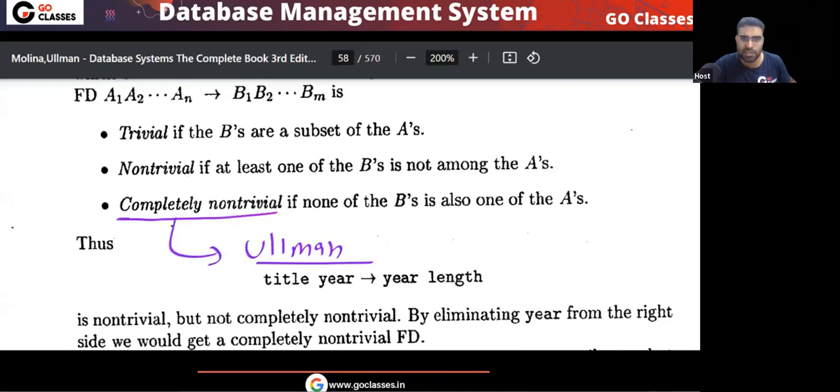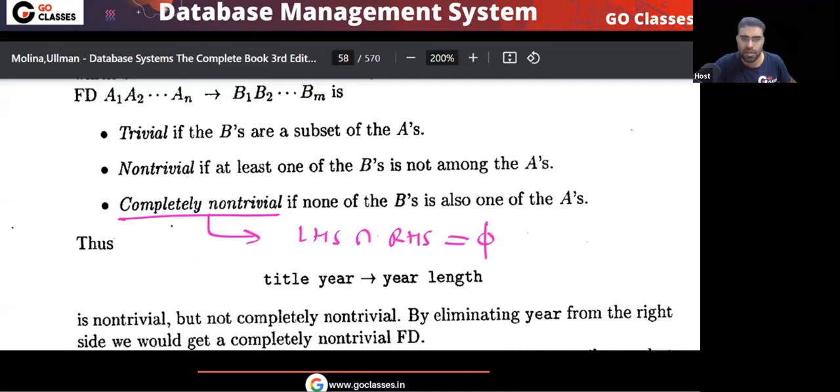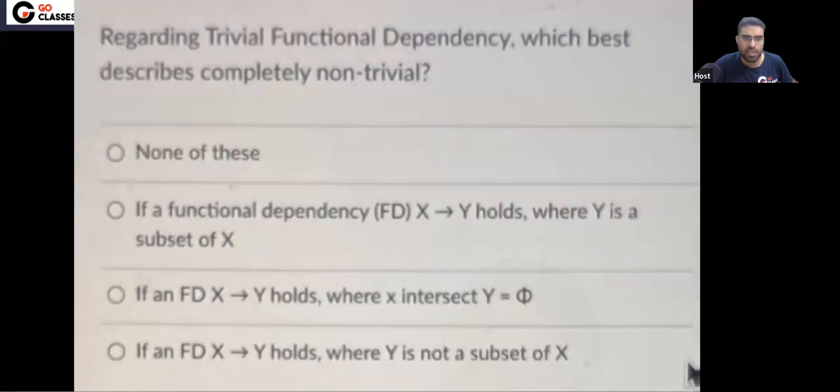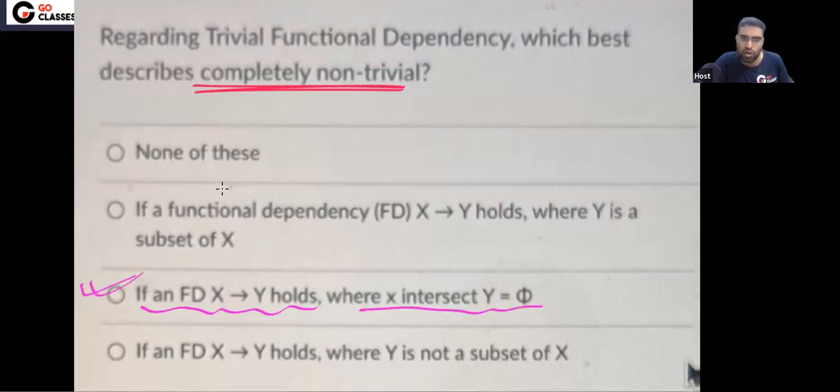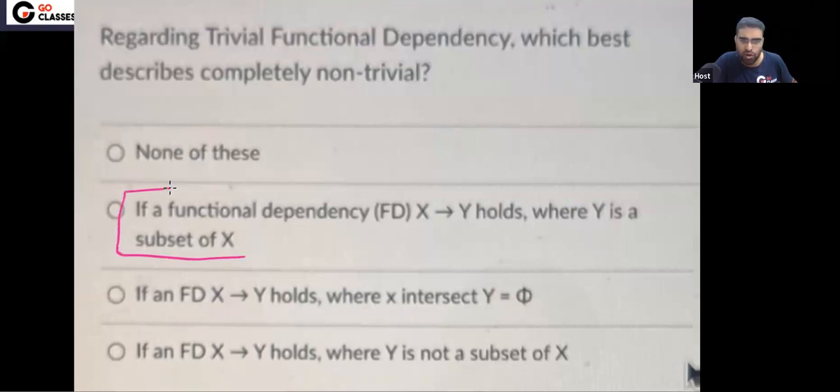Quite easily you can see, very simple. Now let's move on and see this question. Regarding trivial functional dependencies, which best describes completely non-trivial? The question is asking for the definition of completely non-trivial. If a functional dependency X to Y holds where X intersection Y is phi, yes, this is the definition of completely non-trivial.